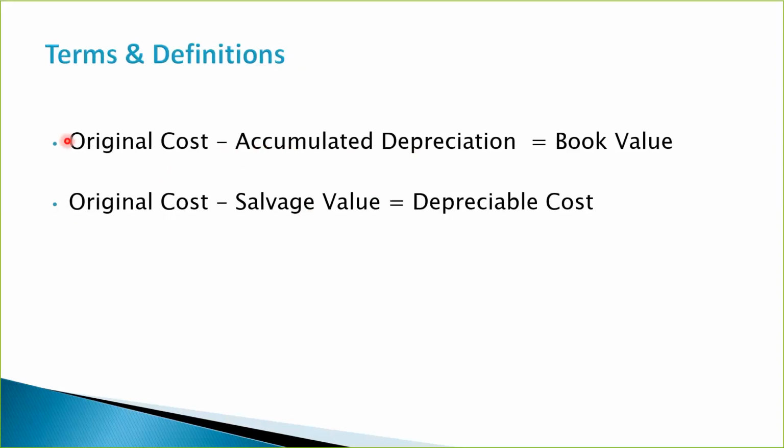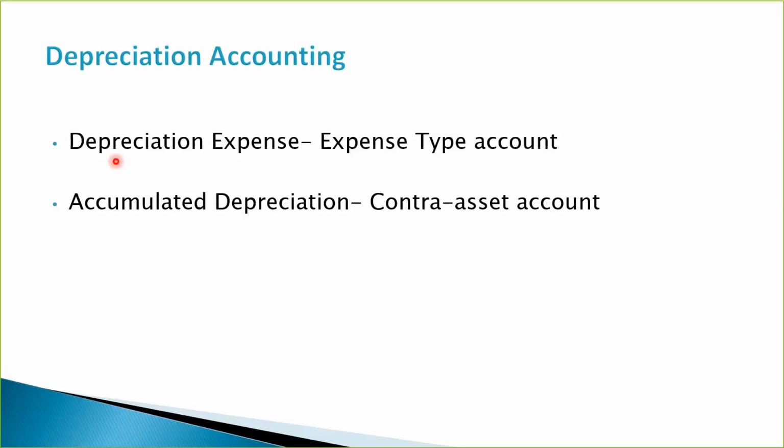So when you purchase or acquire the asset, you will enter the original cost of that particular asset in your books. This is where the accumulated depreciation account comes into play. If you're affecting the accumulated depreciation, then it's accumulating some credit balance, because it's a contra asset account.